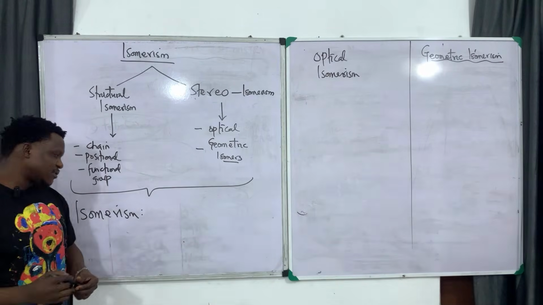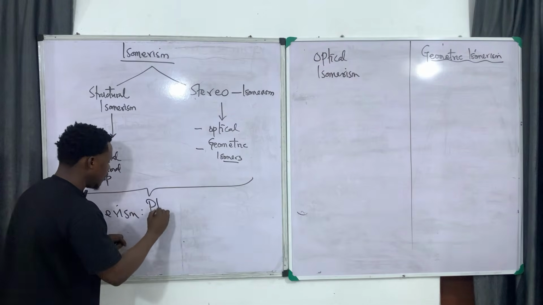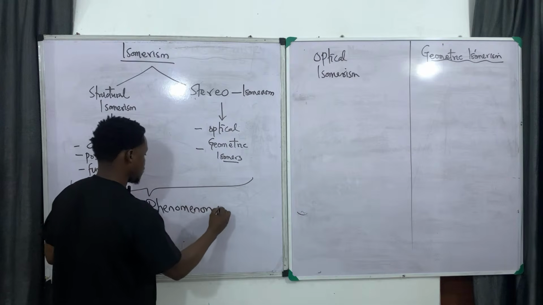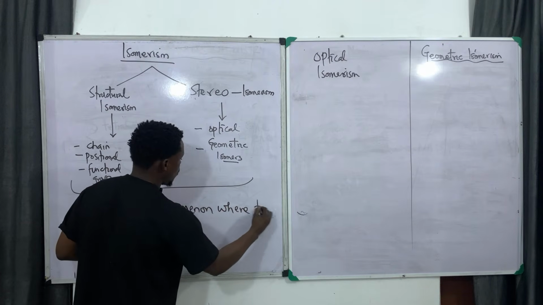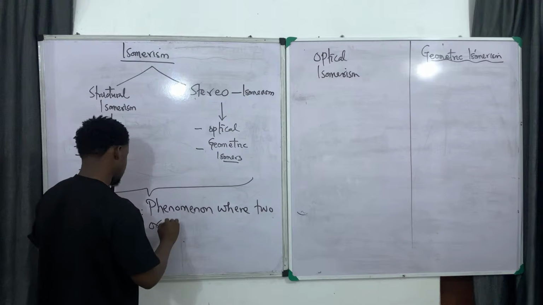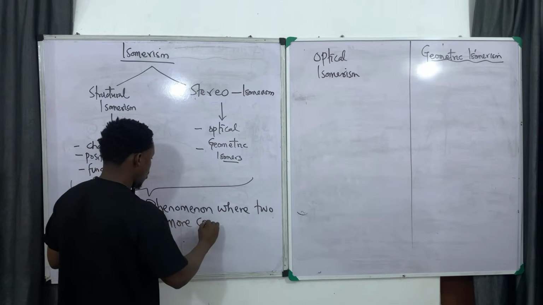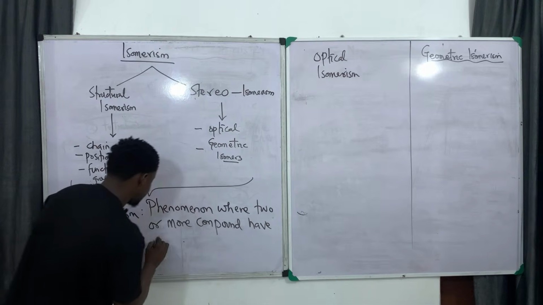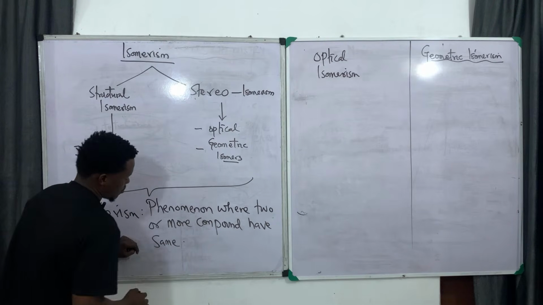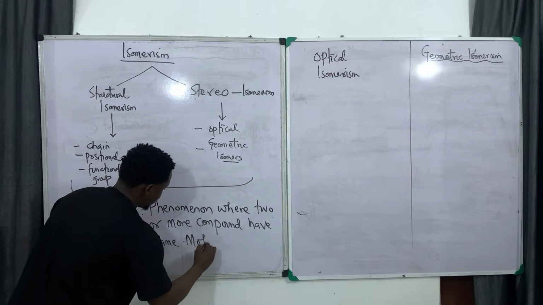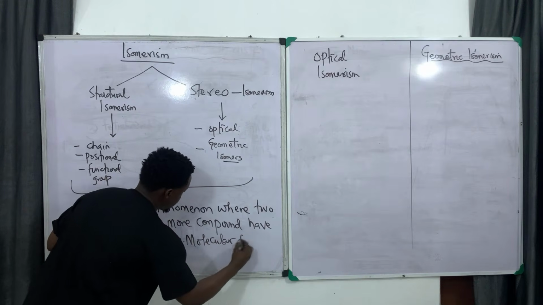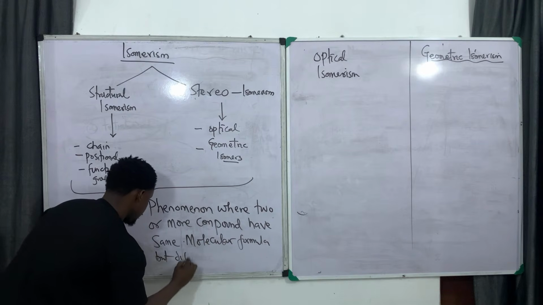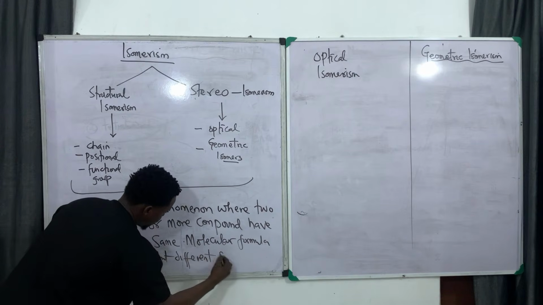What are isomers? Isomerism is a phenomenon where two or more compounds have the same molecular formula but different structure.